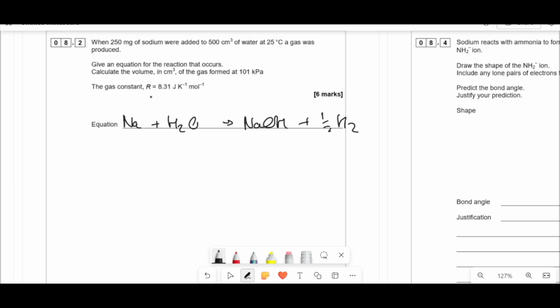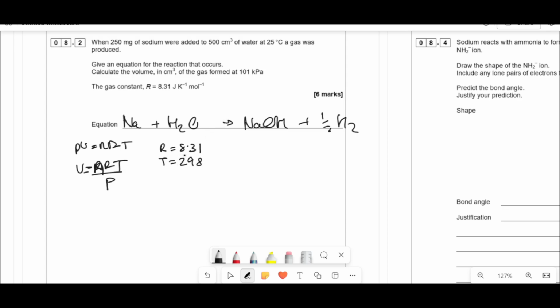So then it says work out the volume of the gas that's produced. The gas that's made was hydrogen gas. So in that case, we're going to have to use PV equals nRT, and we want to work out V, which is going to be nRT over P, right? So list out what you know. We know that R is 8.31, temperature is 25, so we need to convert that to Kelvin. So that's going to be 298 Kelvin.